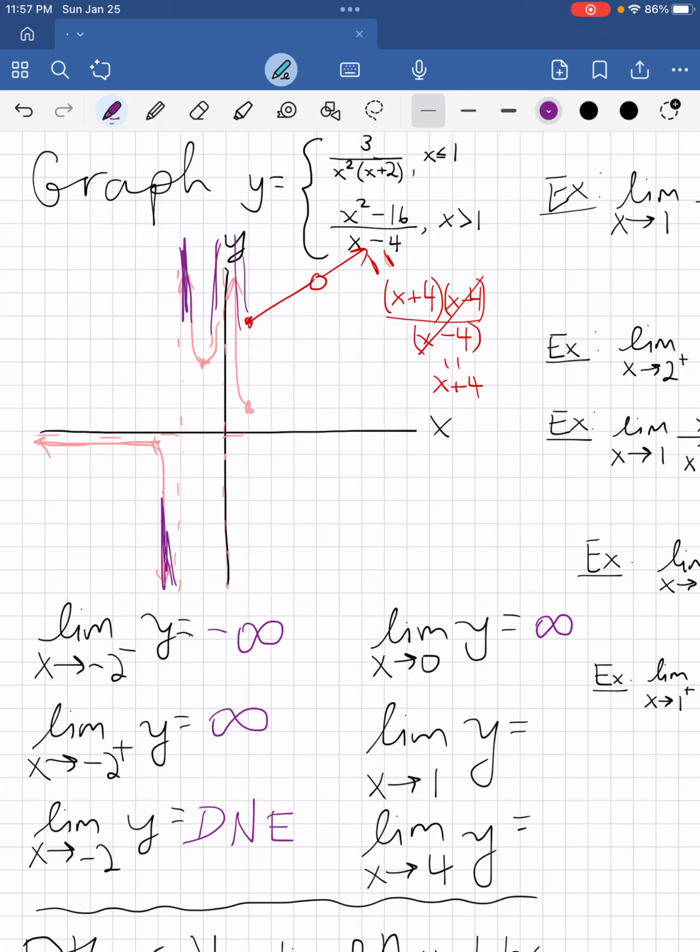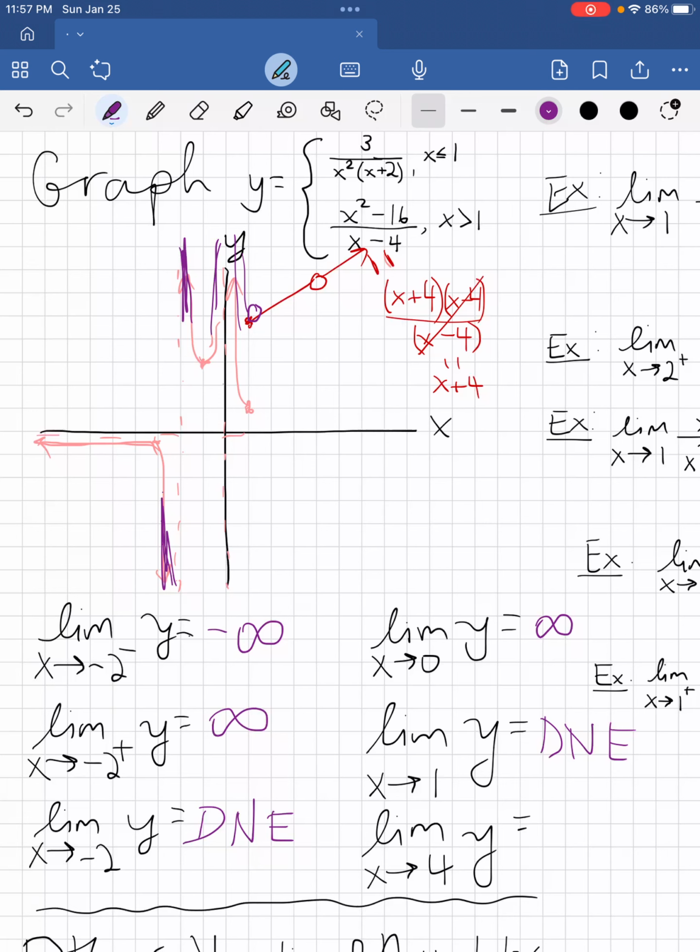Now, looking at the limit as x approaches +1, well, that should be an open circle, not a filled in dot. Whoops. All right, but we can tell just by looking at that that we're going to say the limit does not exist for that one, because as x approaches 1 from the left, y is approaching 1. As x approaches 1 from the right, y is approaching 5. Not the same number, so the limit does not exist.